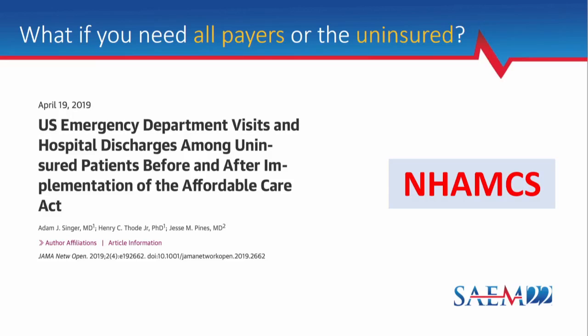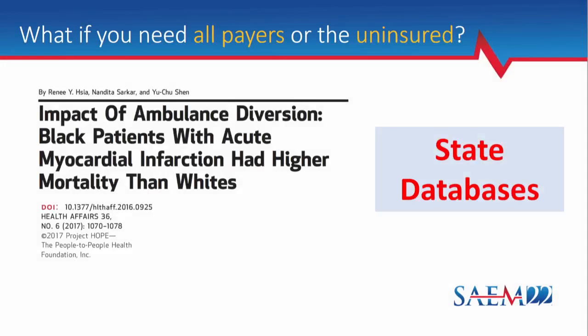And HCUP, so this actually has lots of advantages, but it's another way you can look at what happens with patients who have no insurance or have other types of insurance that aren't included in other claims data sets. State databases as well. Obviously, everybody's familiar with Renee Hsia's work and the important work she's done on looking at disparities in access to care.